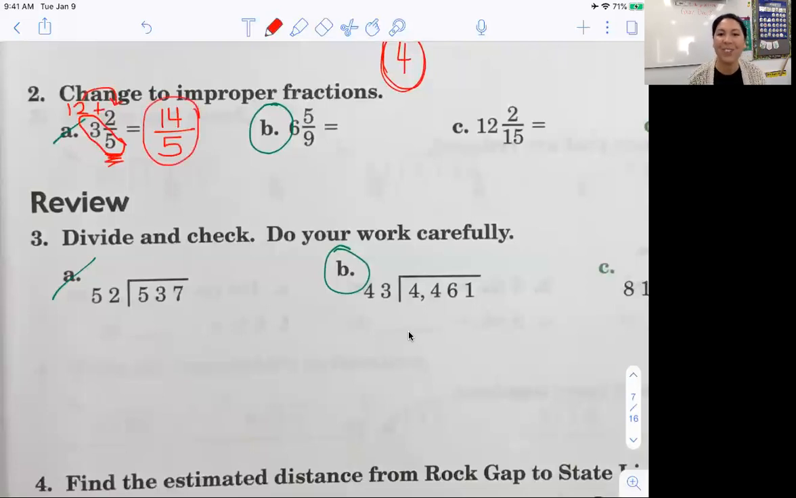Okay? All right, you guys try B right now by yourself, 6 and 5/9. Don't forget to multiply diagonally.